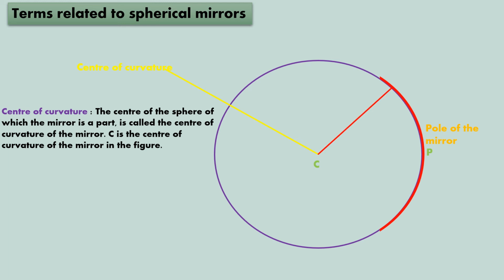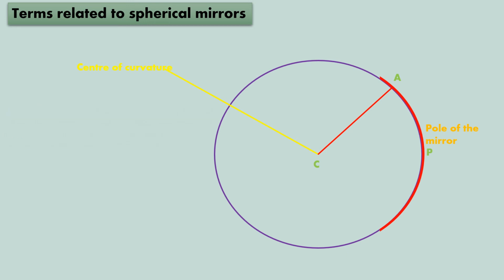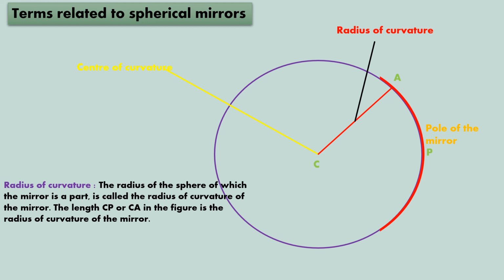This line that you see, which is joining from the center to the surface of the mirror, this A that you see on the surface of the mirror, which is joining the center of the curvature, this line is called the radius of the curvature. Now you have learned about circles in your maths as well. You know what a radius is, right? The line from the center to the circumference is called the radius. So the same thing is here also. The line joining the center of curvature and the surface of the mirror is called the radius of curvature. The radius of the sphere of which the mirror is a part is called the radius of curvature of the mirror. The length CA in the figure is the radius of curvature of the mirror.